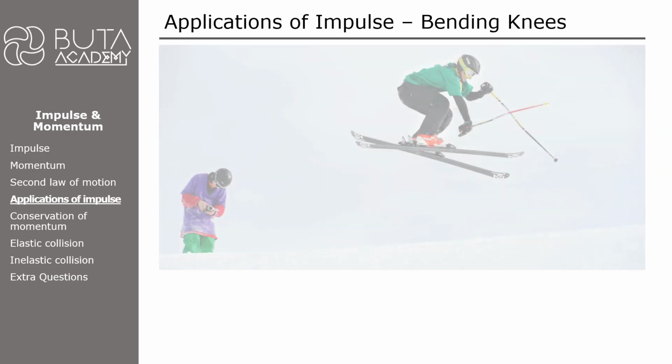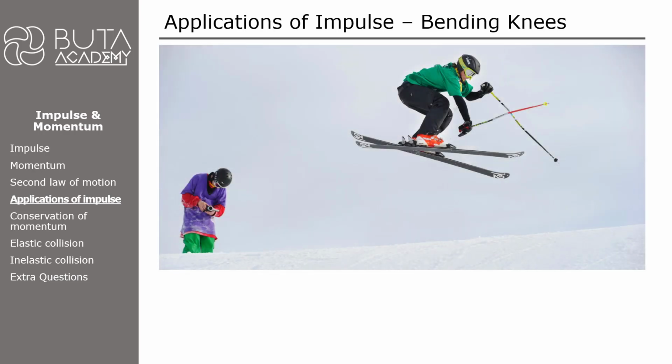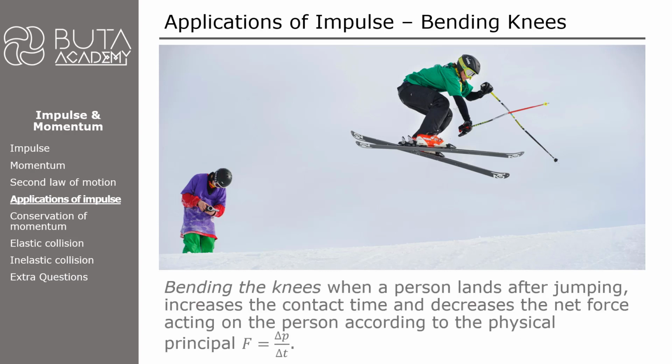While we are landing after a jump, by design our body tries to bend the knees, and we mostly don't even notice it or give it any importance. But that small action saves us from a lot of pain and harm. Bending the knees when a person lands after jumping increases the contact time and decreases the net force acting on the person according to the physical principle F is equal to delta P over delta T. Otherwise, we could easily break our knees and legs due to the huge amount of force applied on them. Of course, the result depends on the height from which we land as well.